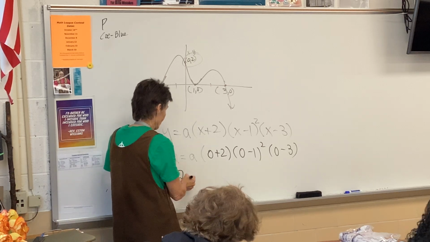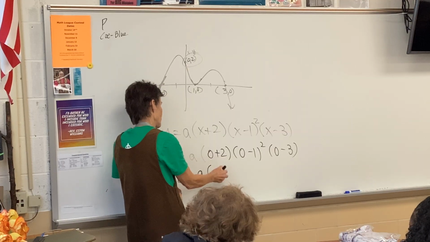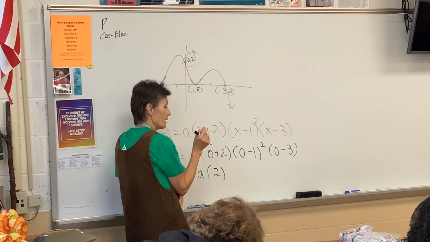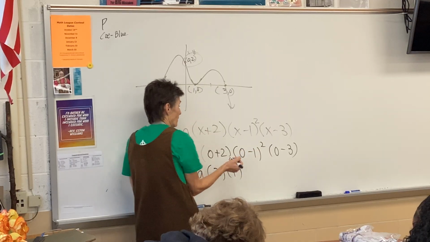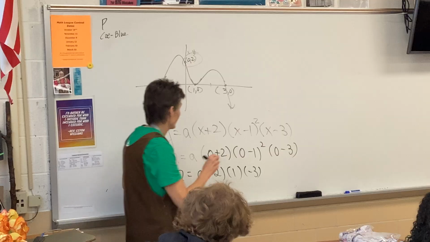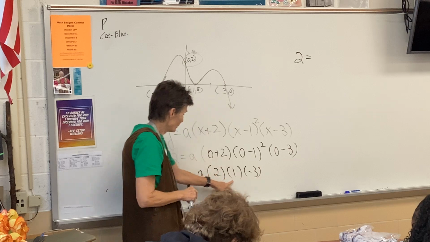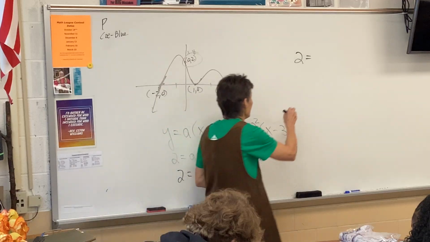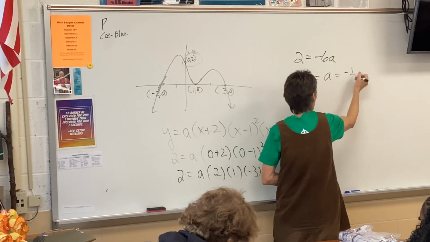So 2 equals A times, all right, 0 plus 2 is 2. 0 minus 1 is -1, but we are squaring that, so that's just 1. And 0 minus 3 is -3. So 2 equals, all right, let's multiply all these together. They're all multiplied. This is a 100% multiplication problem. -6a. Which means A is -2/6 or -1/3.